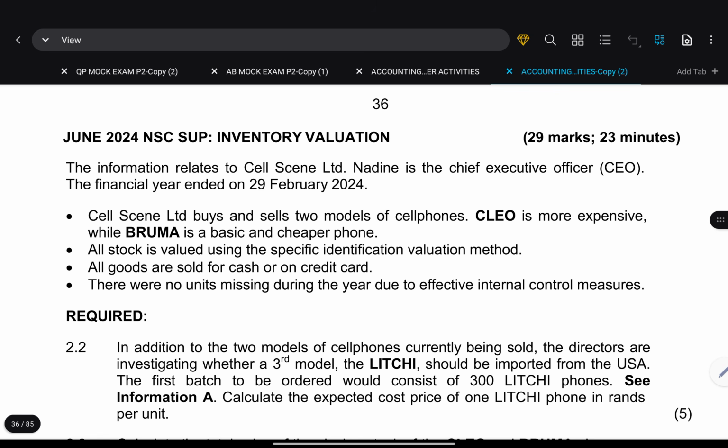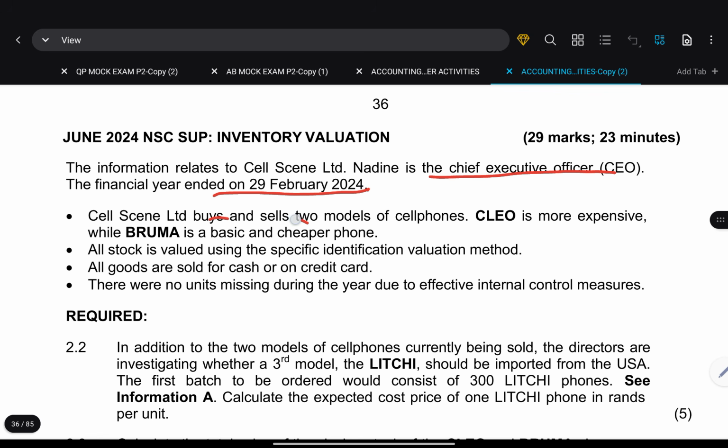In this morning's lesson, we're going to be doing inventory valuation, and we're going to be focusing on the June 2024 NSC supplementary exam. Here they're saying the information relates to Celcine Ltd. Nadine is the Chief Executive Officer. The financial year ends on 29 February 2024.